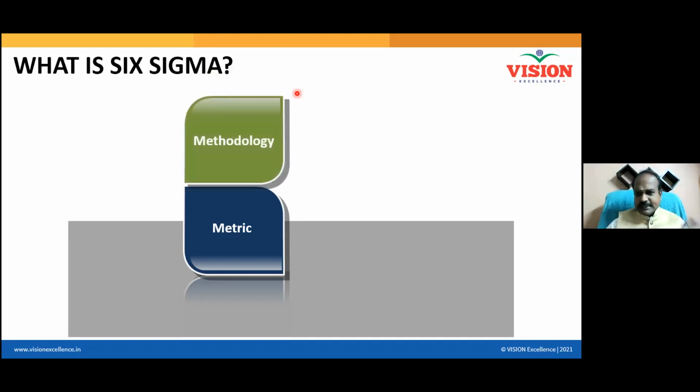Six Sigma is also a methodology. It gives you two: one is DMAIC, another is DMADV. DMAIC is for improving existing products or existing processes. DMADV is for developing new products or designing a completely new process.